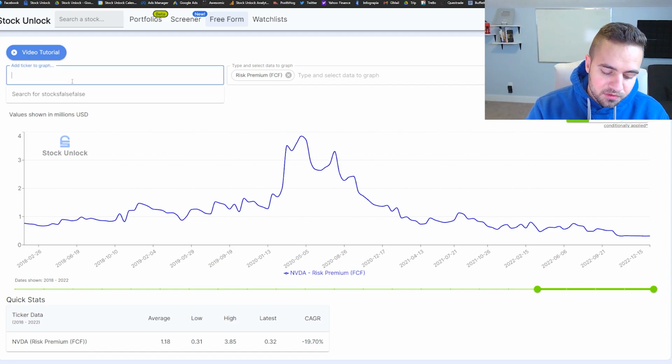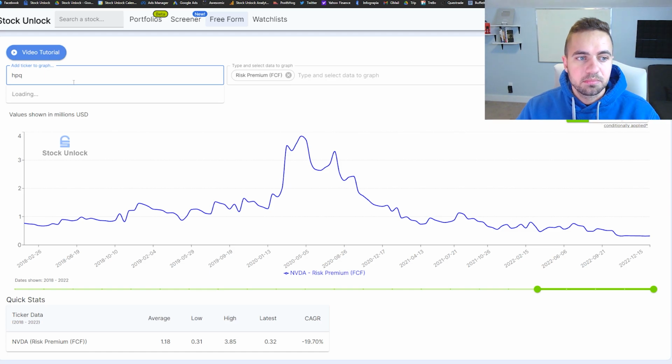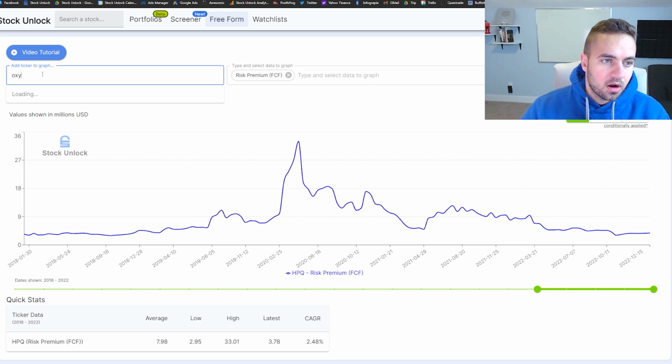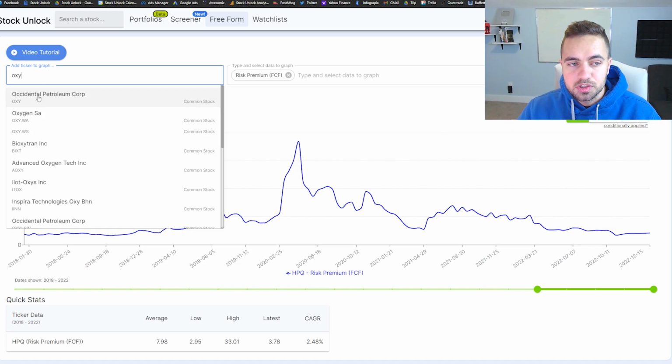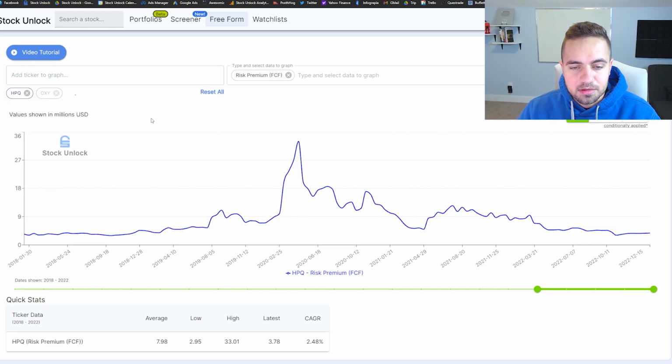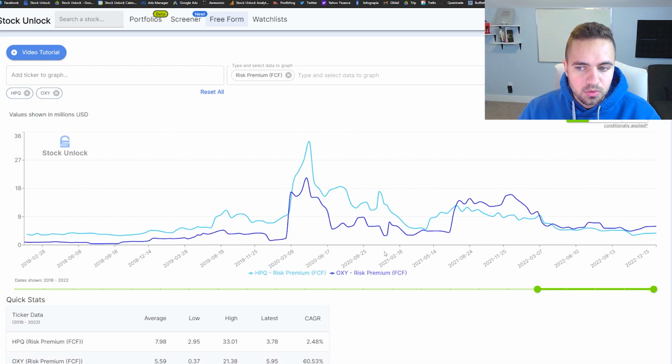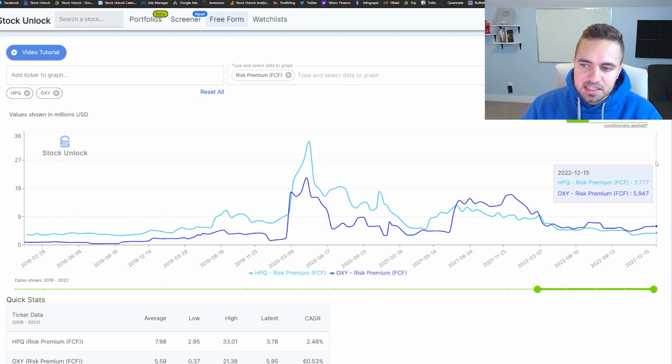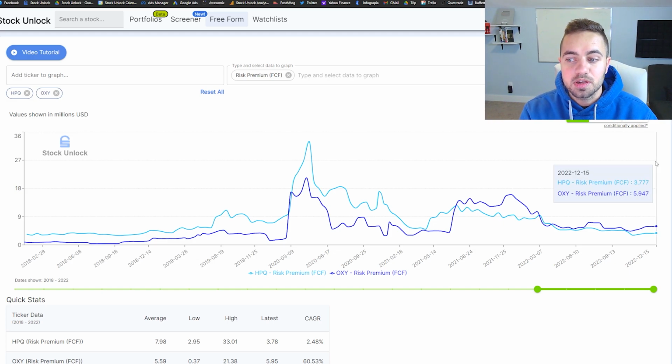Now, also just for fun, Warren Buffett has recently been buying a lot of HPQ, and he has also been buying Occidental Petroleum. These are two stocks that he has been loading up on quite a bit over the past few quarters. Now, if we take a look at these stocks' risk premiums right here, we can see that HPQ has a risk premium of 3.78, which is pretty dang high, and Occidental has a risk premium of 6.